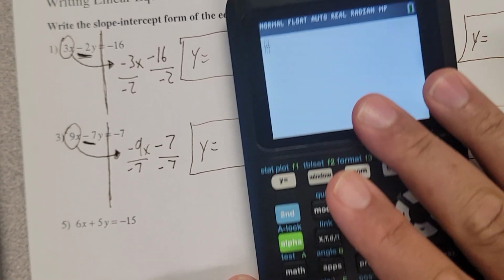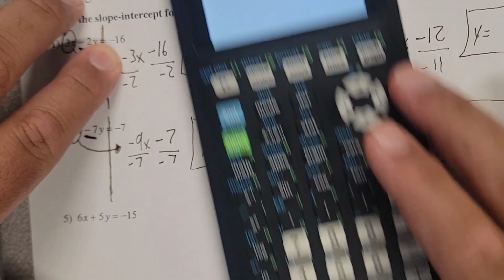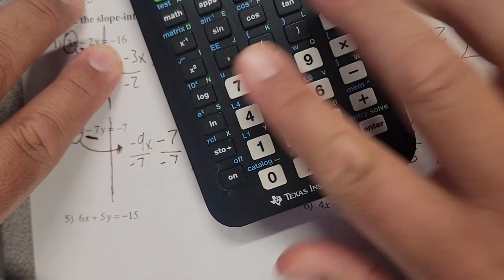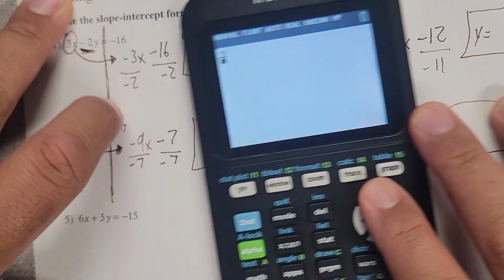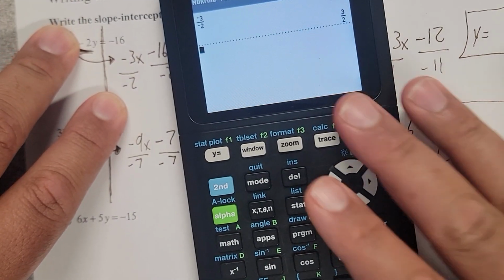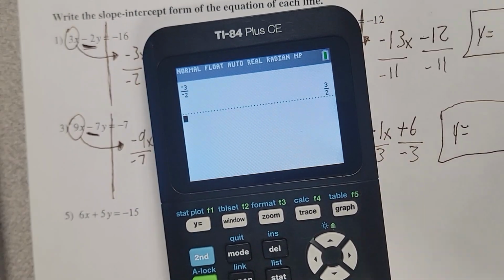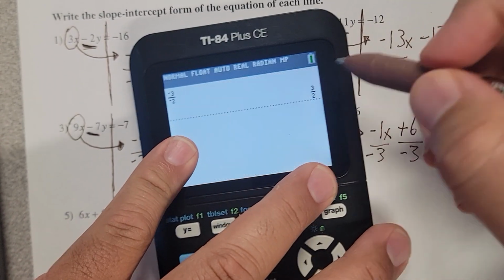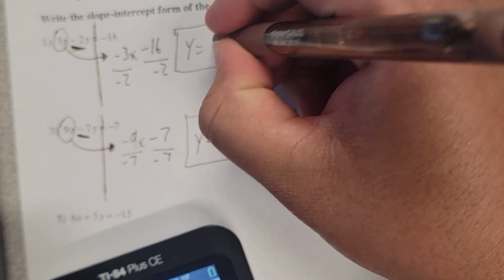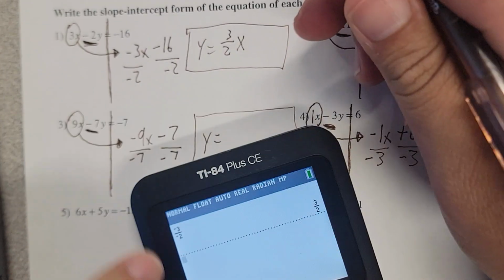So alpha x gives me my little fraction bar. On the top, I have a -3, so I have to type -3 on the top. All right. Move down right here, and then put -2. Enter. So it's okay if the numbers don't change, but it goes from negatives to positive. So I'm going to write this down. 3/2 with the x.